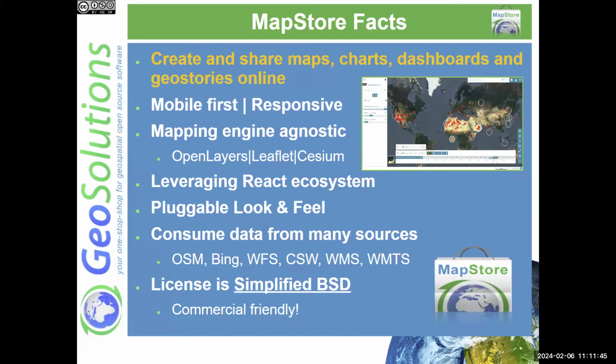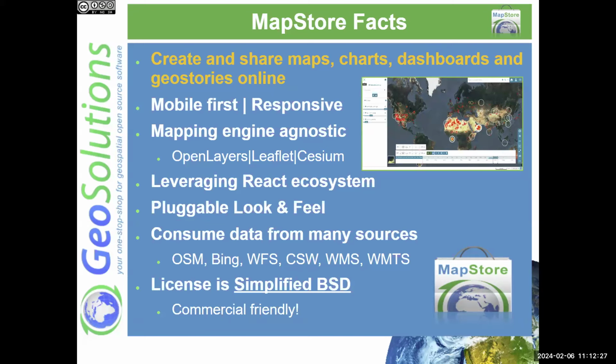With MapStore, the main resources provided and that you can create are maps, charts, dashboards, and GeoStories. It has been built to be responsive both for desktop and mobile, so the plugins and functionality will adapt based on screen size and device type. It's mapping engine agnostic. This means that there are a few implementations in MapStore: OpenLayers for 2D map visualization, Cesium for 3D maps, and Leaflet mainly for the 2D map on mobile.